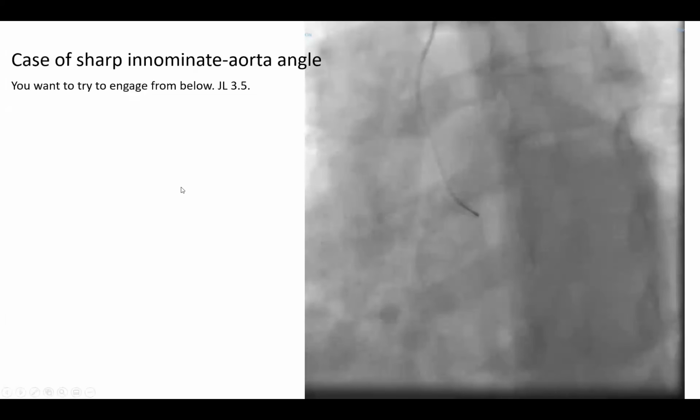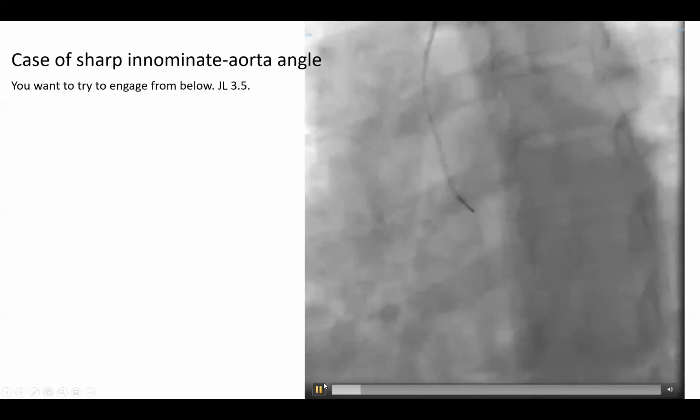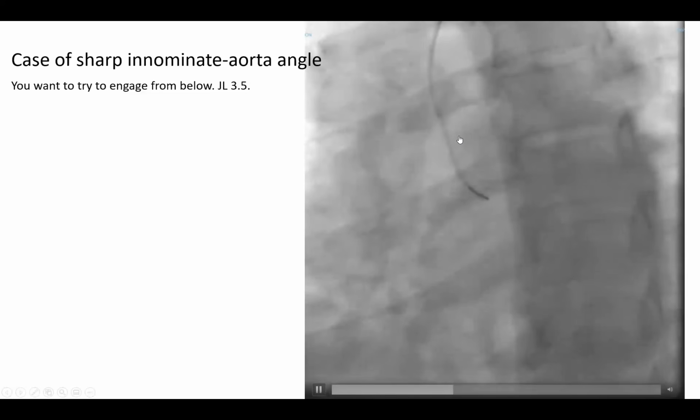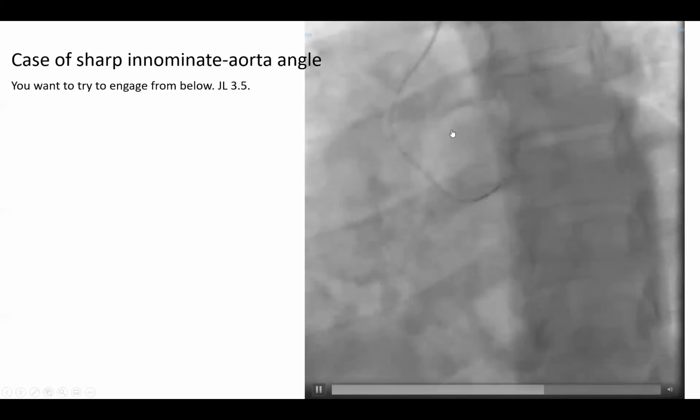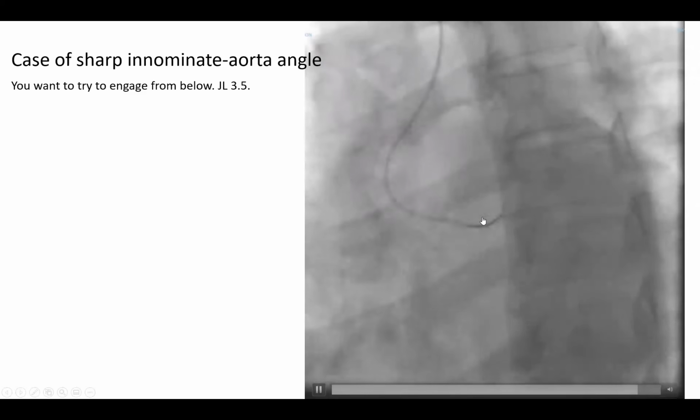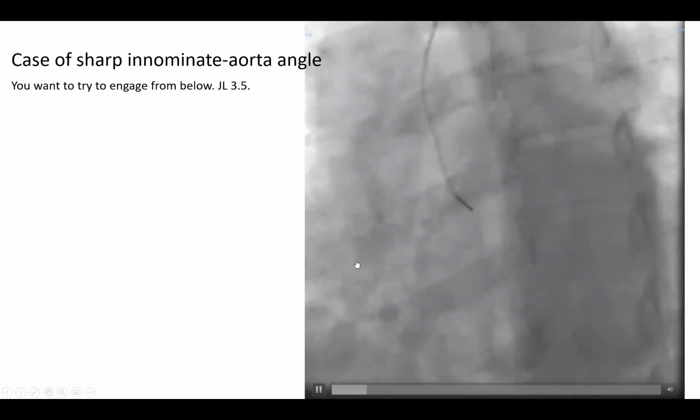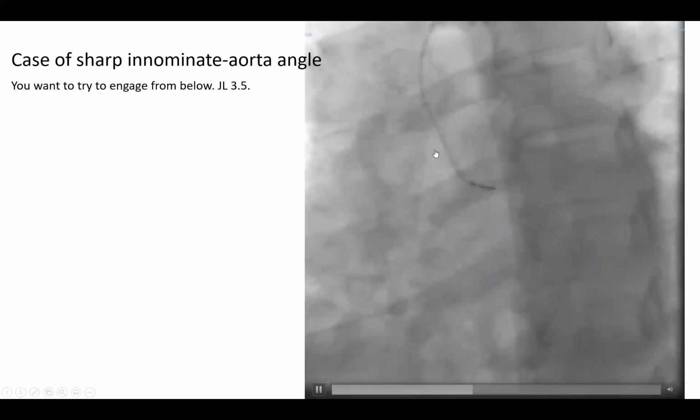Okay, this is another case illustration. This is a case of a somewhat sharp innominate aorta angle. You want to try to engage from below in those difficult cases, okay? So here, I'll play this video for you. And here, we got in the left cusp and we pushed it to engage from below because of the difficult aorta innominate angle.